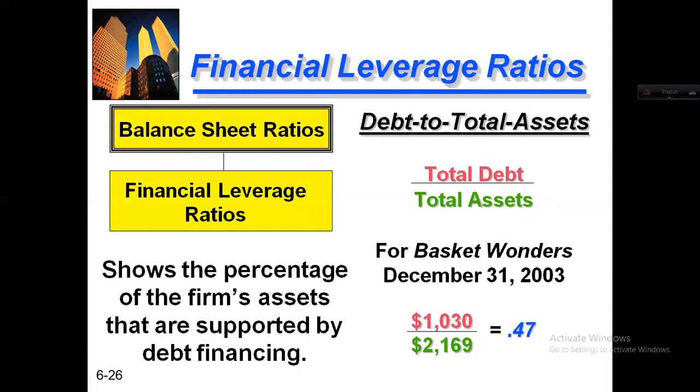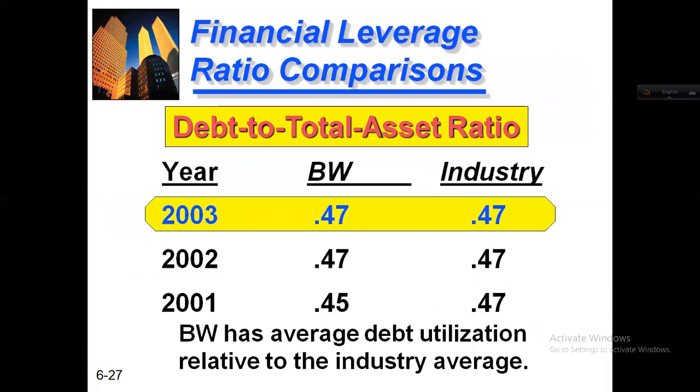So that is lower. So that is in trend analysis. You can see that from 2001 to 2003, our BW company's debt to total asset ratio is in an increasing trend, and the industry average is quite stable.